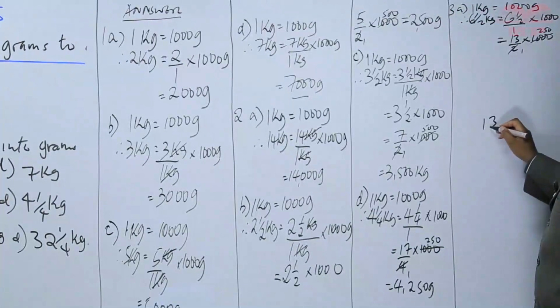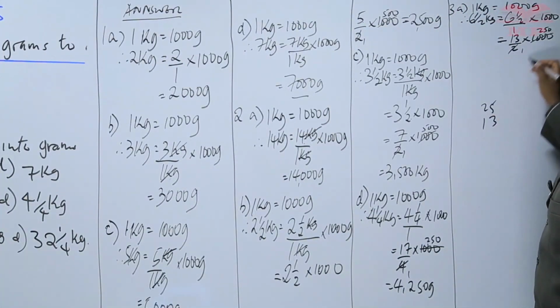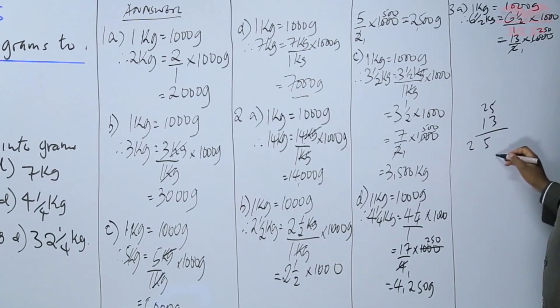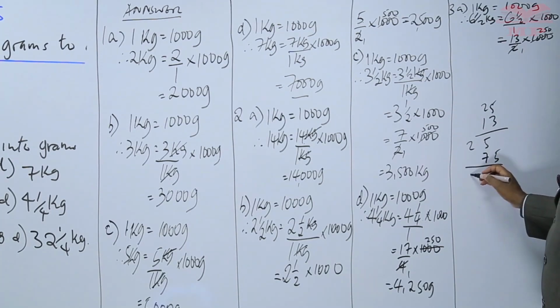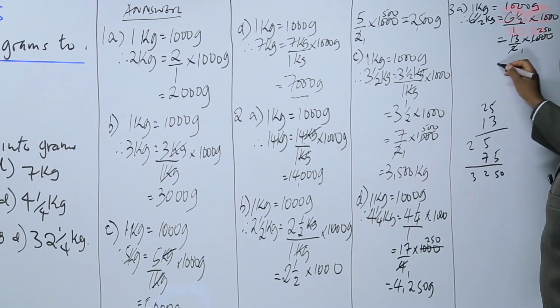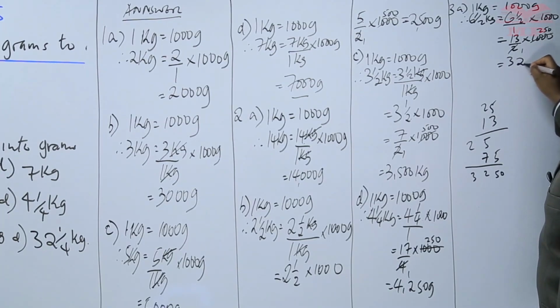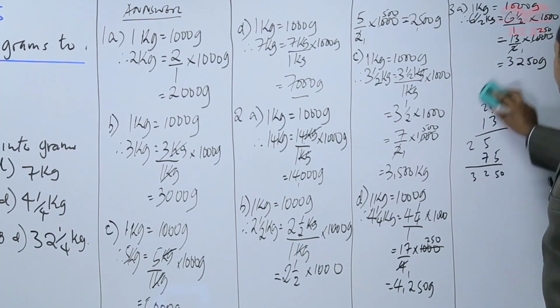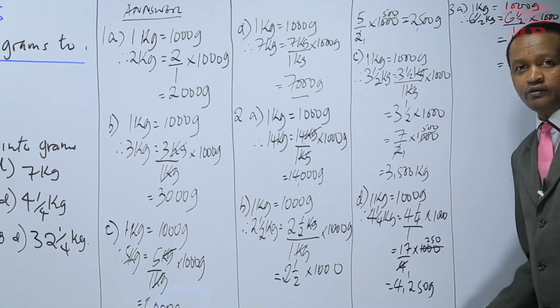So 13 times 250. 5 times 3 is 15, 5 carry 1. 2 times 3, 6 plus 1, 7. So this is equal to 3,250. The answer here is 3,250 grams. Learners, are you following?